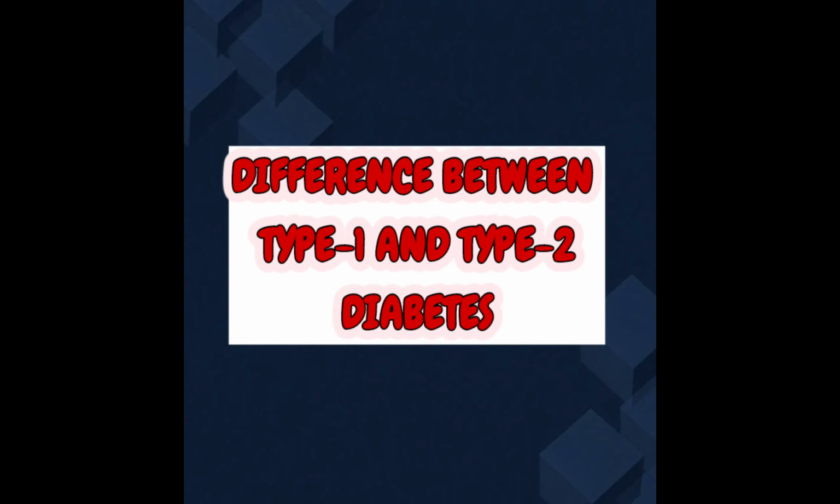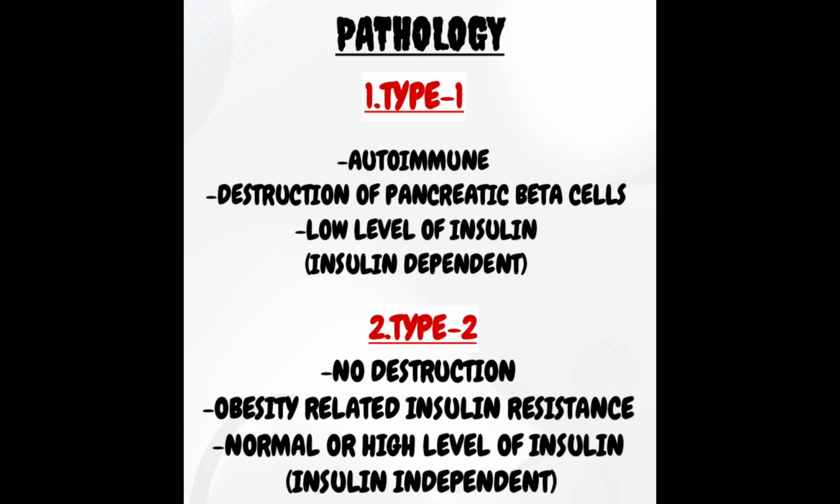Difference between type 1 and type 2 diabetes mellitus. First is pathology. In type 1 diabetes, which is an autoimmune disease, there is a destruction of pancreatic beta cells, which are normally responsible for production of insulin, but now due to destruction there is no production of insulin. That's why insulin level is low, and due to that type 1 is also called insulin-dependent diabetes.